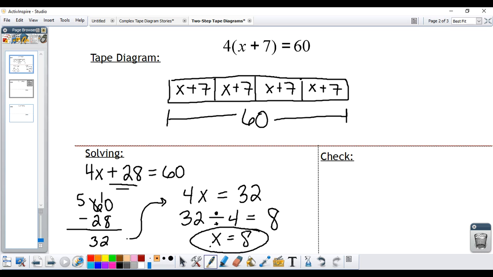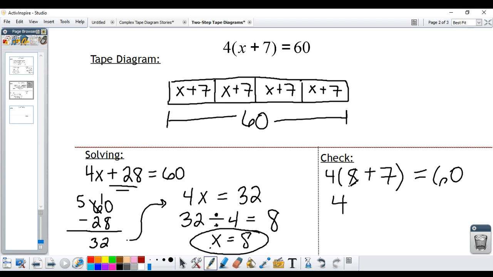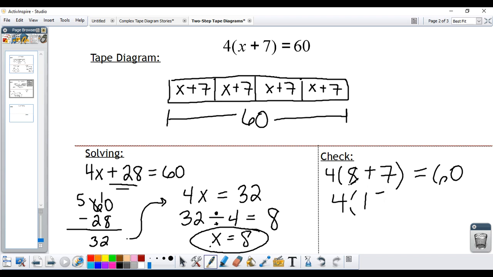And let's just double check that that works. I'm going to take my original equation, 4 times, instead of x, I'm going to say 8 plus 7. Let me make that look a little bit clearer. 8 plus 7. And we're going to see what equals 60. So order of operations, we'll do our parentheses first. 8 plus 7 is 15. And then 4 times 15 is 60. So since this works, I know that my answer is correct.